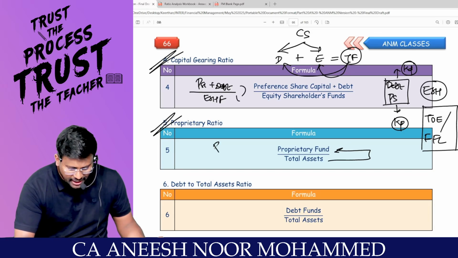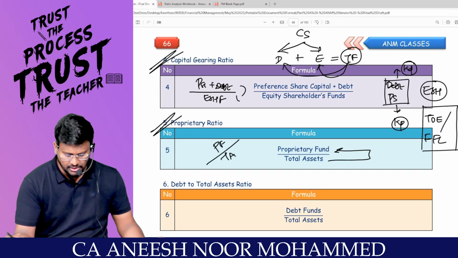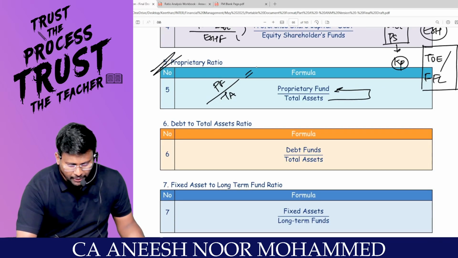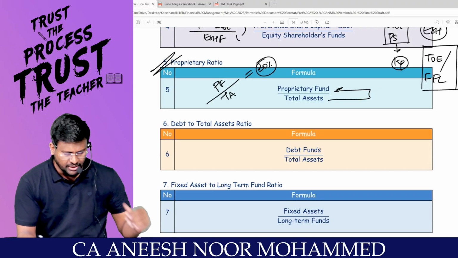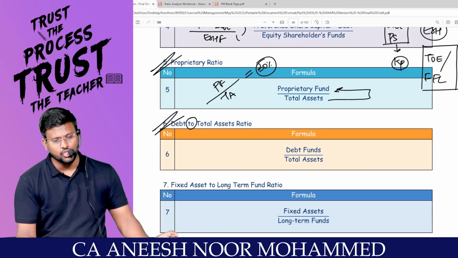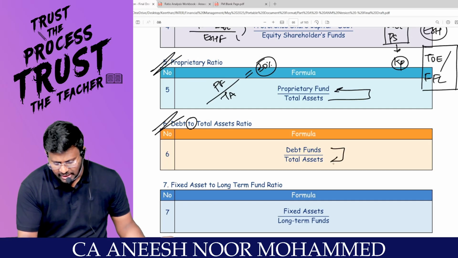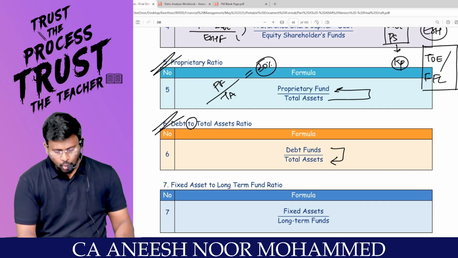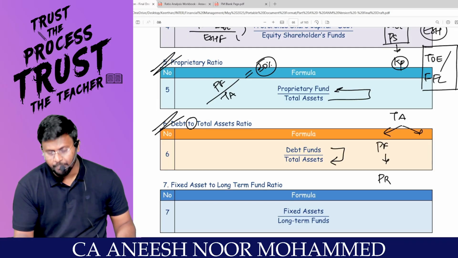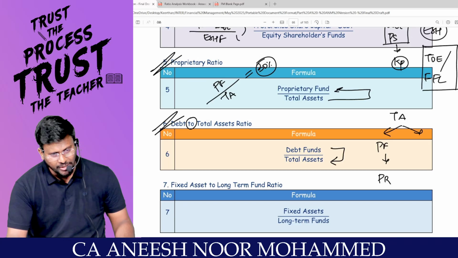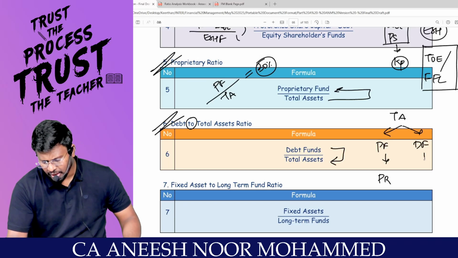That's what? Proprietary fund divided by total asset. Sir, if proprietary fund is 30%, the remaining 70% should be debt. That's what? Debt to total asset ratio, which is nothing but debt fund divided by total assets. So out of total asset, how much is the proprietary fund is what? Proprietary ratio. Out of total asset, how much is the debt fund is what? Debt to total asset ratio.